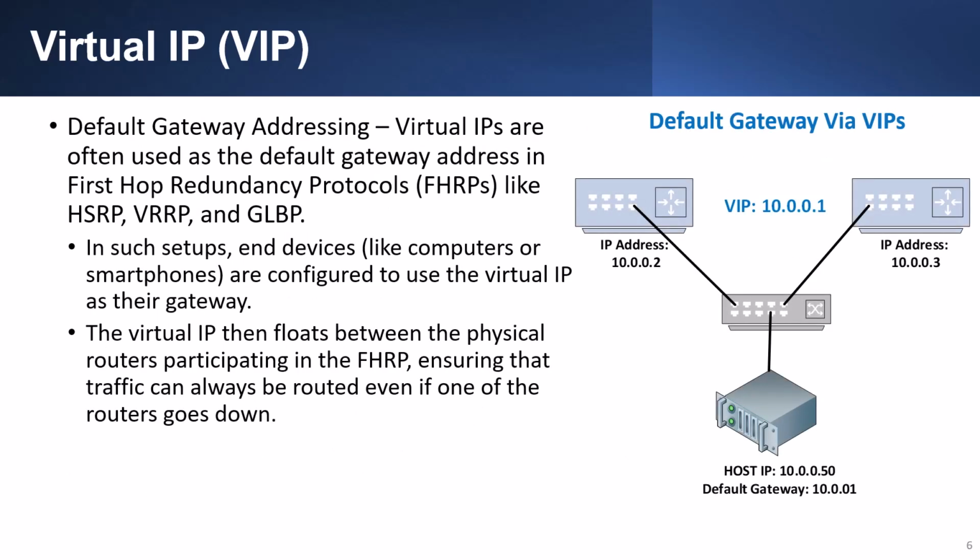Default gateway addressing is where virtual IPs are often used as the default gateway address in First Hop redundancy protocols. In such setups, end devices like computers or smartphones are configured to use the virtual IP as their gateway. The virtual IP then floats between the physical routers participating in FHRP, ensuring that traffic can always be routed even if one of the routers goes down.